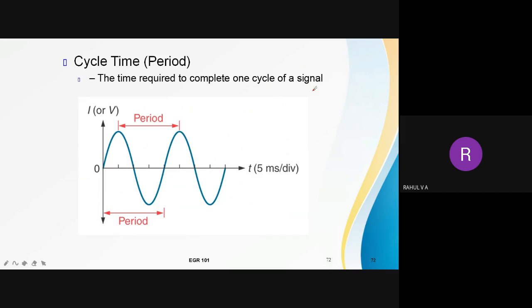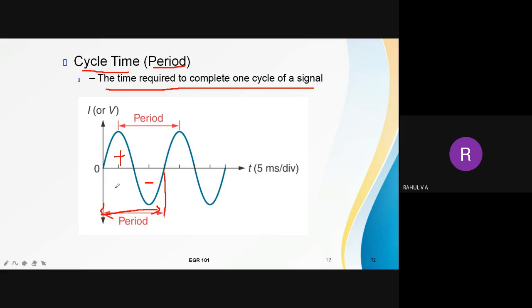Then we will learn some different terminologies associated with alternating current. What is cycle time, or period, or time period? Time period and period are the same, or I can call it cycle time: the time required to complete one cycle of a signal. So this is a positive half cycle, this is a negative half cycle, and together it is a total time period.